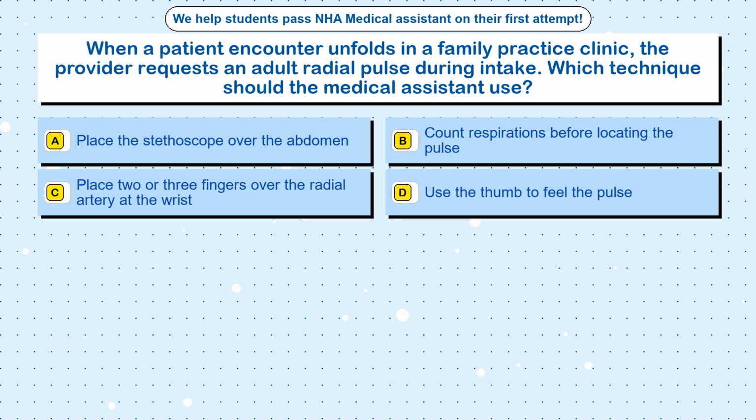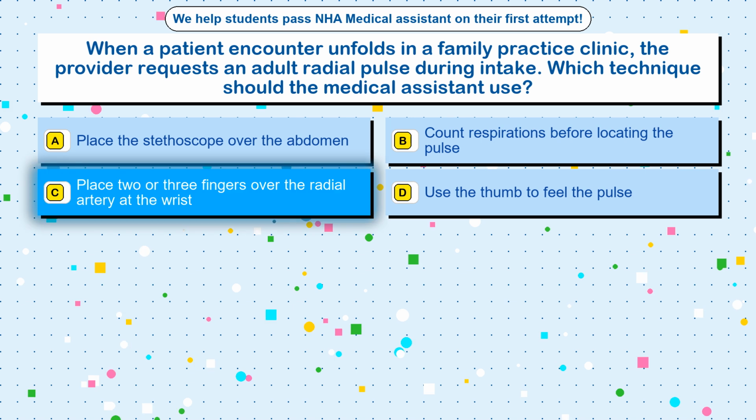Place 2 or 3 fingers over the radial artery at the wrist. Option D. Use the thumb to feel the pulse. The correct answer is option C. Place 2 or 3 fingers over the radial artery at the wrist.